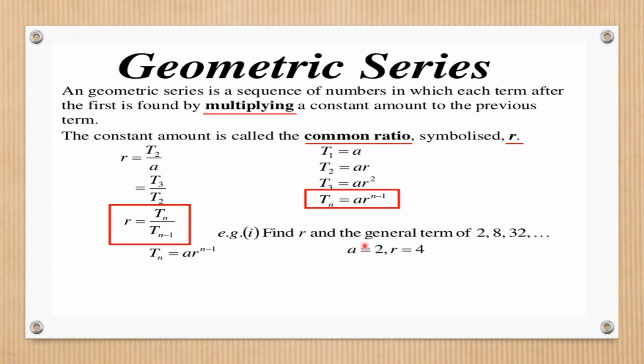Now let us see an example where you have to find the general term for a GP. Look here, is it a GP? Yes, because each term is multiplied by 4 to get the next term. 2 fours are 8, 8 fours are 32, and so on. We are multiplying with a fixed number. So here A, the first term, is 2, and the common ratio is 4, and you can put the values in this formula to get any desired term. So this is how a GP works.